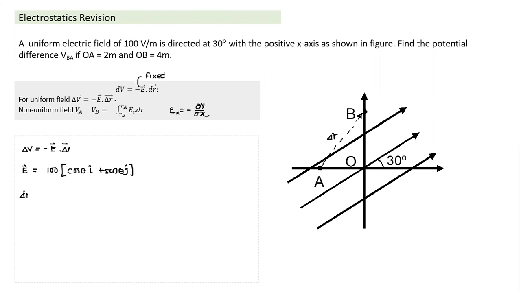How do I get delta R? Delta R will be equal to RB minus RA. RB is equal to what? OB is 4 m, so RB is equal to 4 j cap, and RA is equal to minus 2 i cap. Then I take a dot product and find this. So it is fairly easy, and I can get this expression.